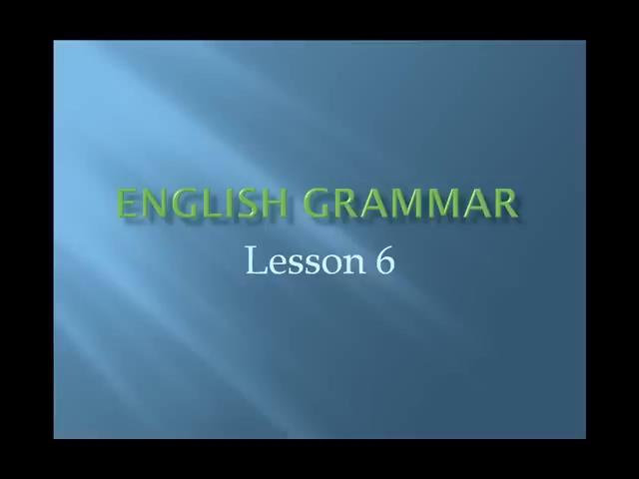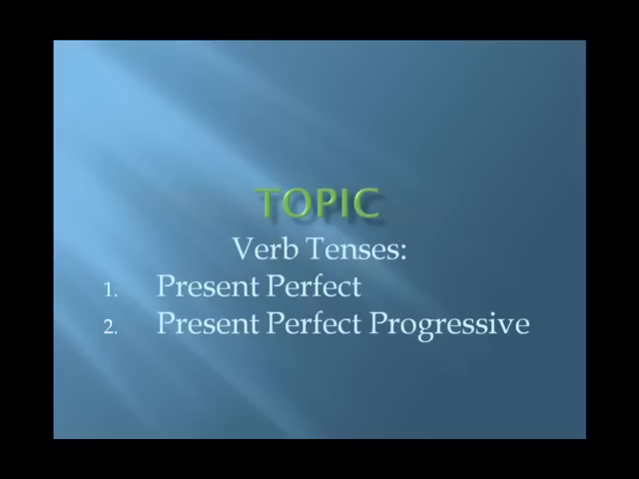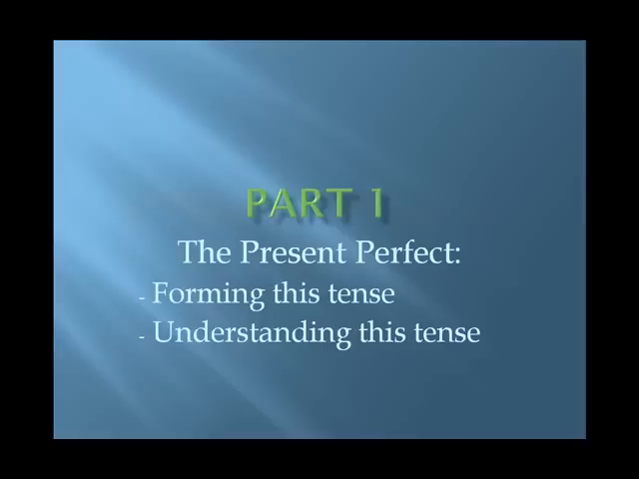English Grammar, Lesson 6. Topic: Verb tenses. Our focus will be on the present perfect and the present perfect progressive. Part 1. The present perfect. We'll practice forming this tense and understanding this tense.